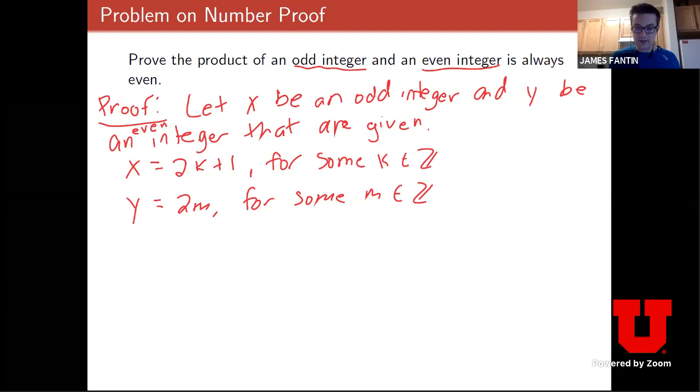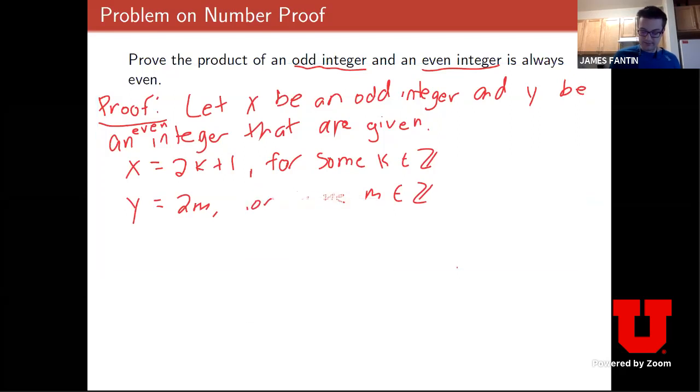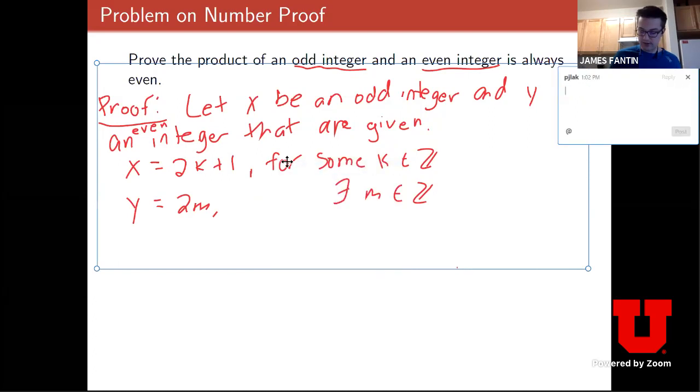Oh, that's a great question. Brendan asked, is there a difference between for all k or for some k? Another way I could have said for some is that there just exists some integer. Here we really mean there exists. That might have made it a little bit more clear.